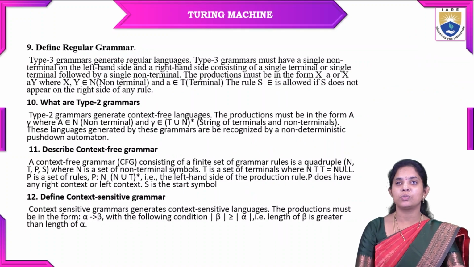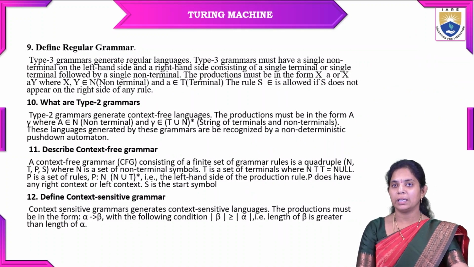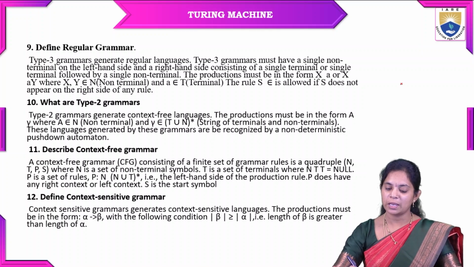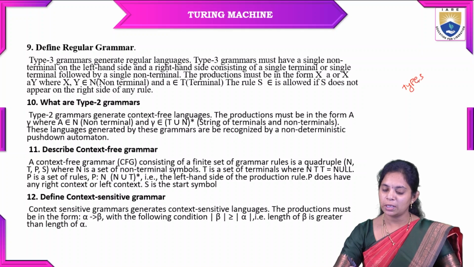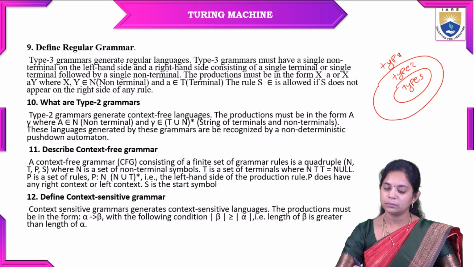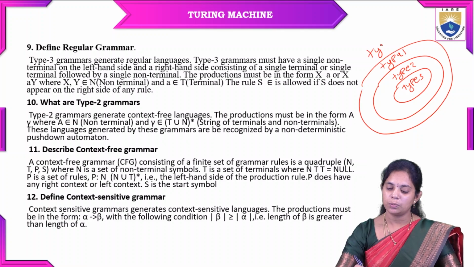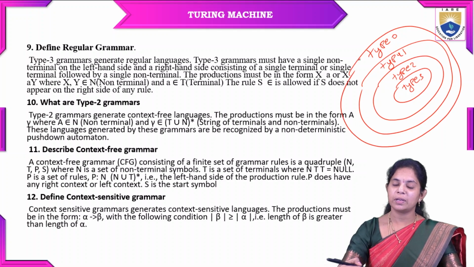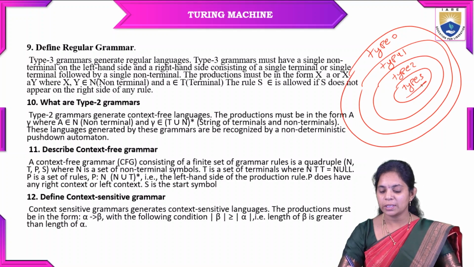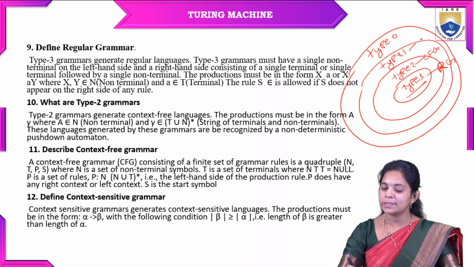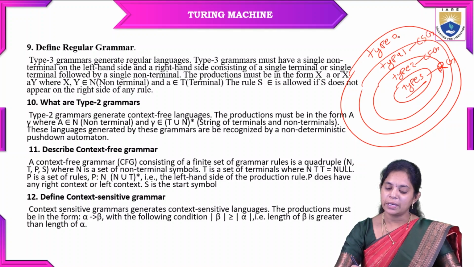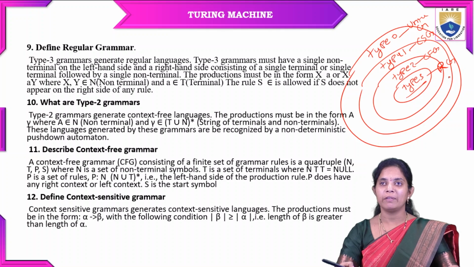And define the regular grammars. So here we are going to define the grammars. How many types of grammars are there in the Chomsky hierarchy? Type 3, type 2, type 1, and type 0. So these are the 4 types of grammars we have in the Chomsky hierarchy. Type 3 is the regular grammar, type 2 is the context free grammar, type 1 is the context sensitive grammar, and type 0 is the unrestricted grammar.